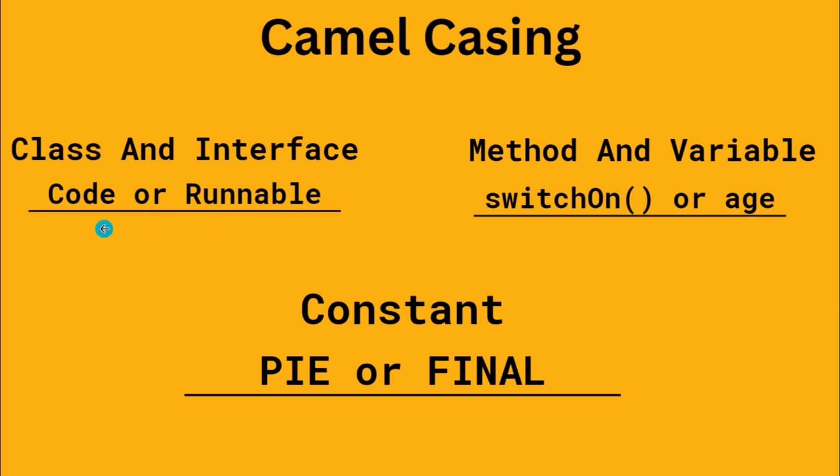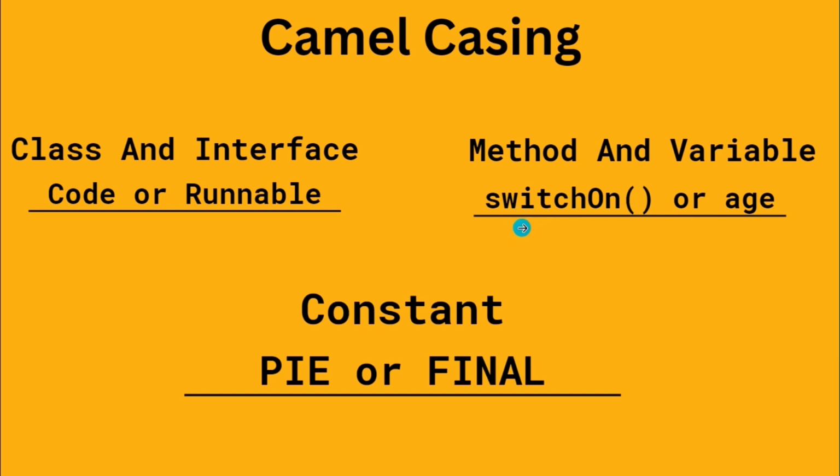Here, Code is capital, and you have R capital, which is Runnable. Then we have method and variables. Both are the same, and the naming convention for method and variable is the same. So we have a switch, and we have another word which is on. Whenever we are writing a word for a method and variable, the beginning letter should be in small letter. You have small letter h, small letter switch.